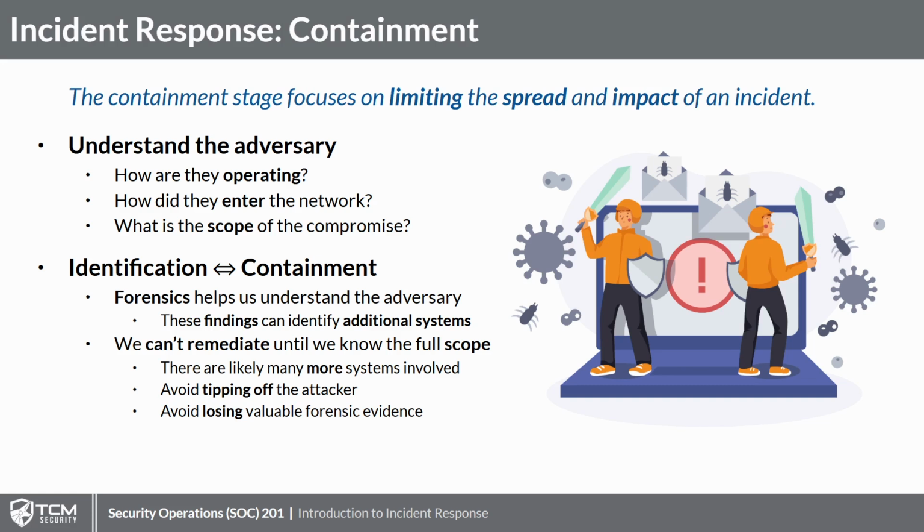What's actually taking place on the network? How are the attackers operating? Where might they be within their attack chain or within the kill chain? Importantly, how did they initially enter the network? What was that initial point of entry? And how are they persisting?